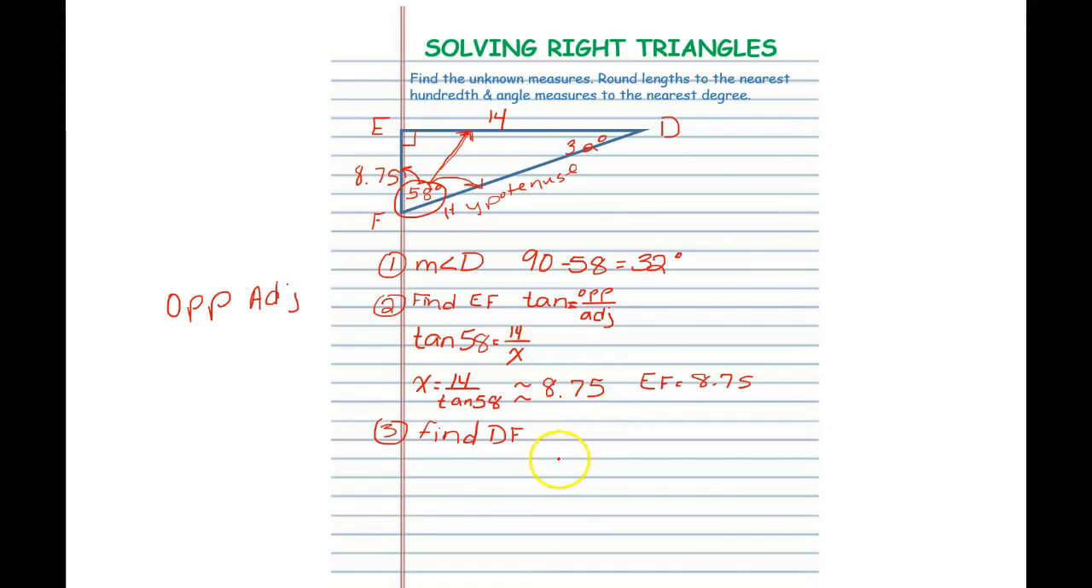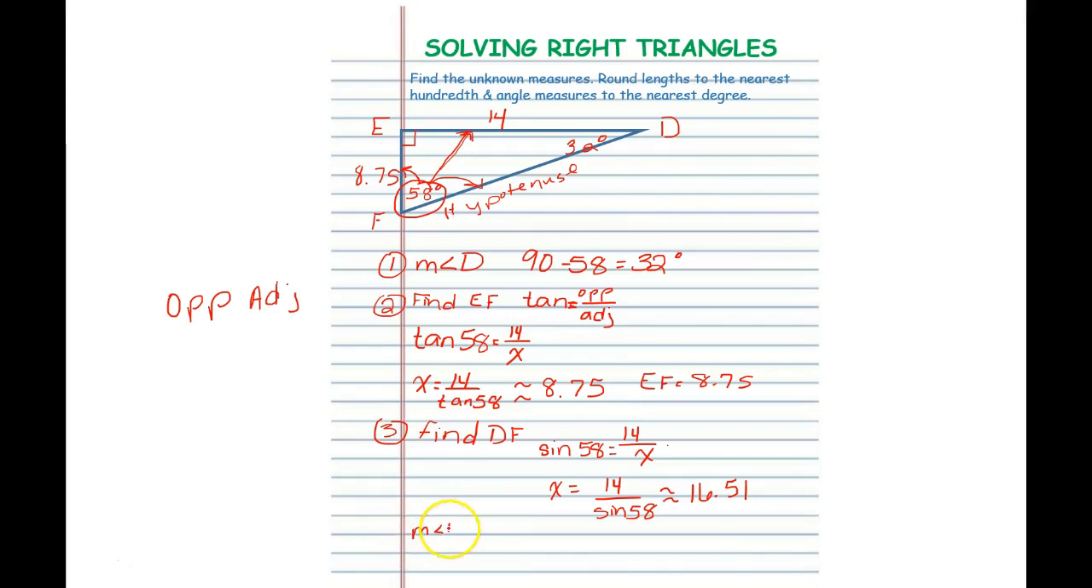All right, so the opposite and hypotenuse is sine. So you're going to use the sine of 58 is equal to opposite 14 over the hypotenuse x. That's what we're finding. So when you multiply both sides by x for those x's to cancel and divide both sides by sine 58, you're going to end up with x equals 14 over sine 58. And you're going to get 16.51.